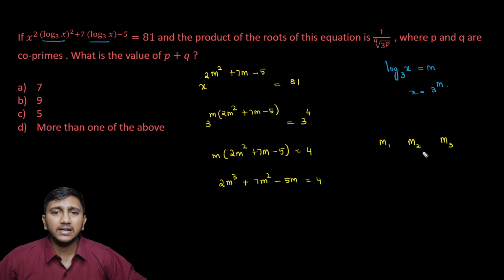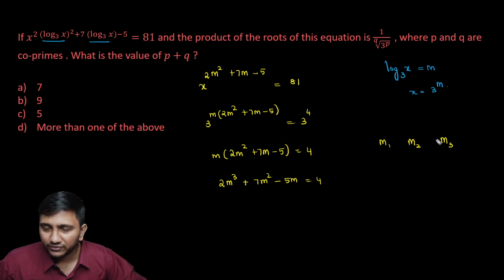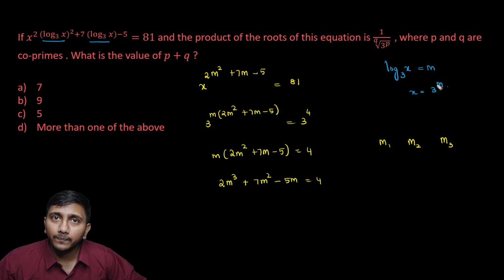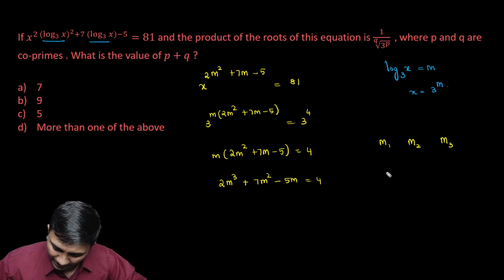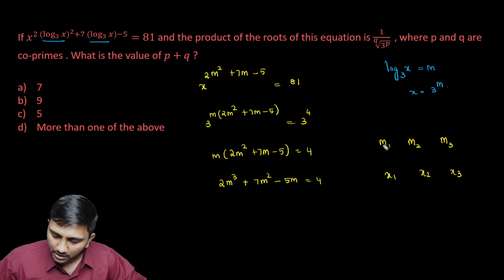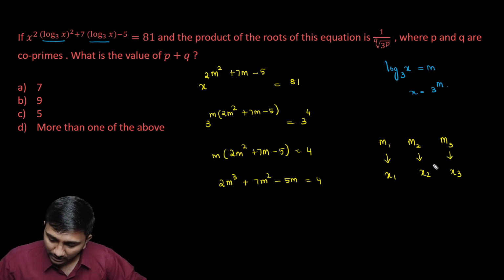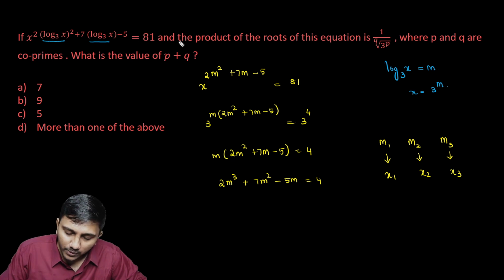They need not be distinct, but you can take that you have 3 roots here, m1, m2 and m3. Now if I'm going to get 3 different values for m, which will satisfy this equation, then when I substitute here for 3 to the power m, I'm going to get 3 different values for x as well. So I will have x1, x2, x3 coming from m1, m2 and m3 respectively. So those are basically roots for this equation. That's what we're looking at, right?